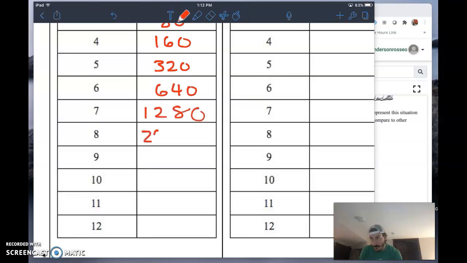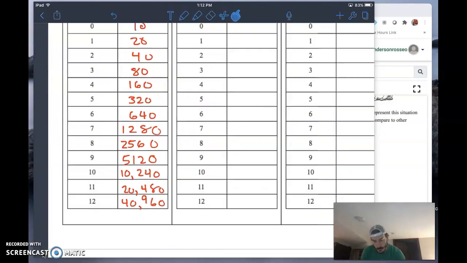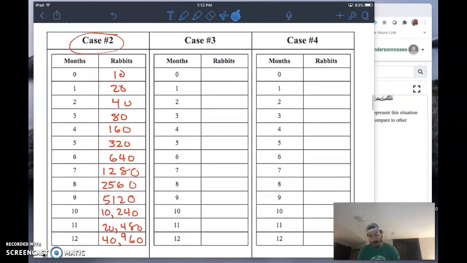If we double that, we get 2,560. I'm going to keep going. 5,120 is what I get if I double 2,560. Then I'm going to get really big, 10,240. All right, here's where maybe you need to get a calculator out if you don't have one already. Double 10,240. I'm going to get 20,480. One more doubling to get to the end of my first year, 40,960. So far more rabbits than the number of rabbits we saw yesterday.